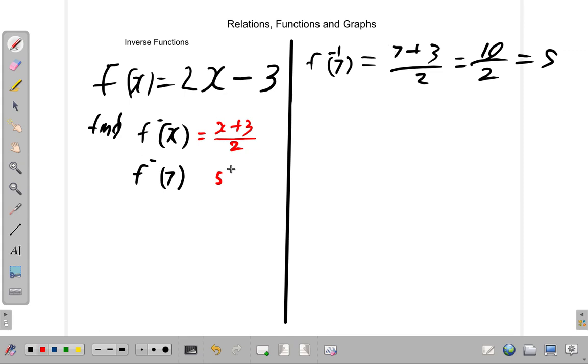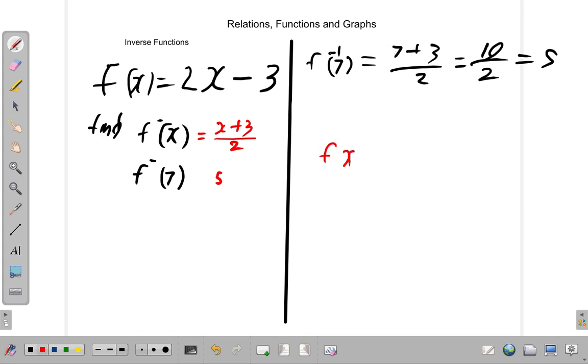Now, let's see what happens here. We had put in 7 and got out 5. We can check if this really works. If we put 7 into the inverse and got out 5, then we should be able to put 5 into the function and get out 7.